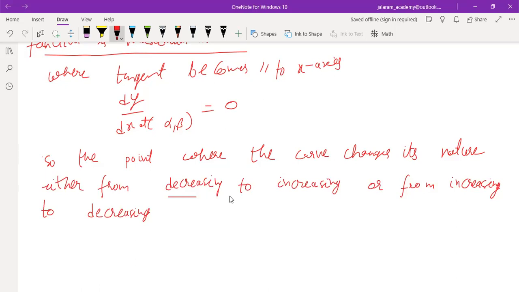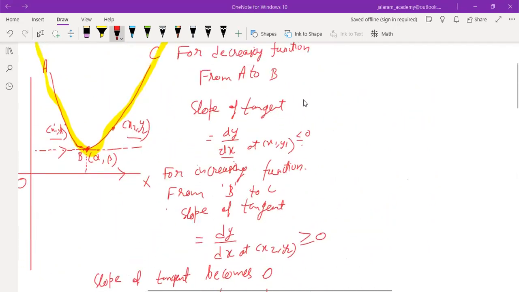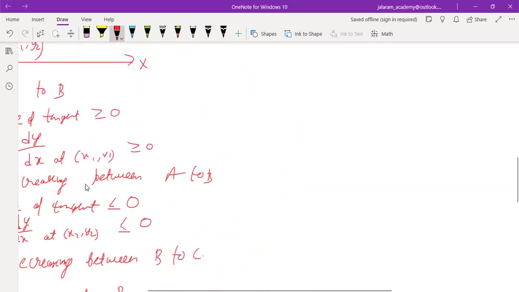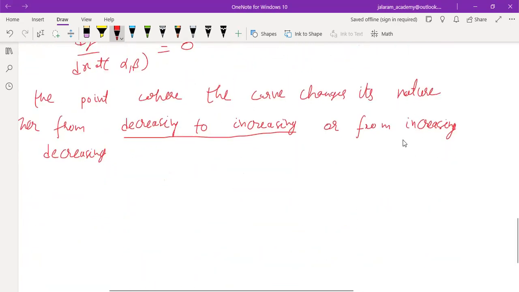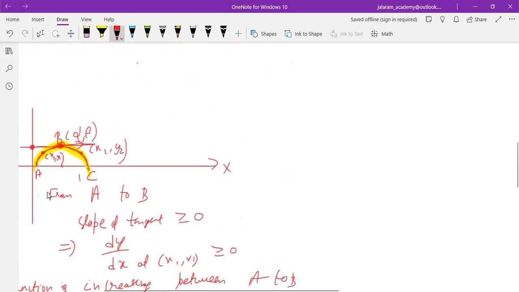Decreasing to increasing means what? When the curve changes its property from decreasing to increasing means it has reached to which point? Turning point. Arey, which type of turning point? It is the point of minima, bhai. We have to say. For decreasing function, we have studied that curve changes its property from decreasing to increasing. It means this point is the point of minima. And when the curve changes its property from increasing to decreasing, means this is the point of maxima. This we have discussed in this case.